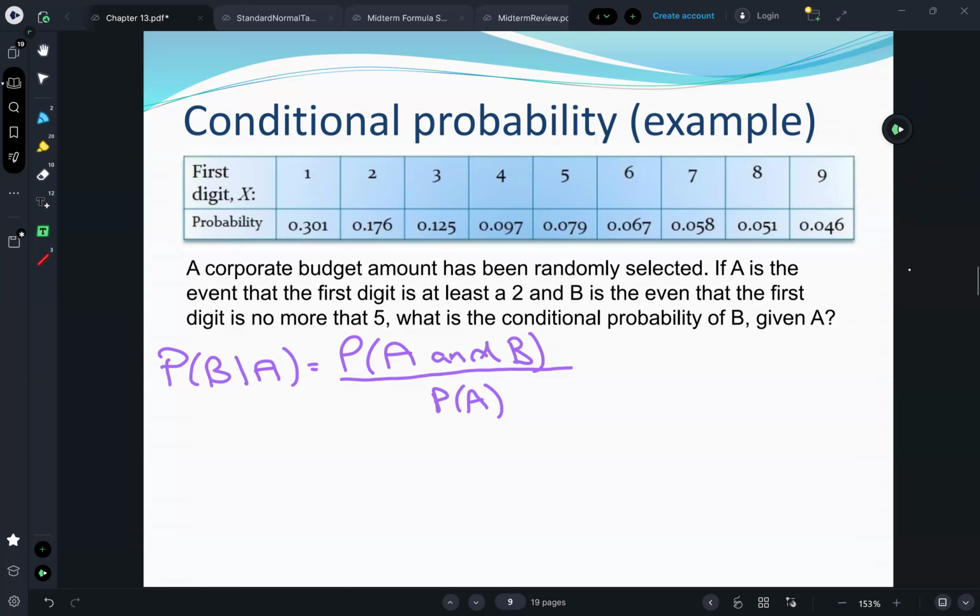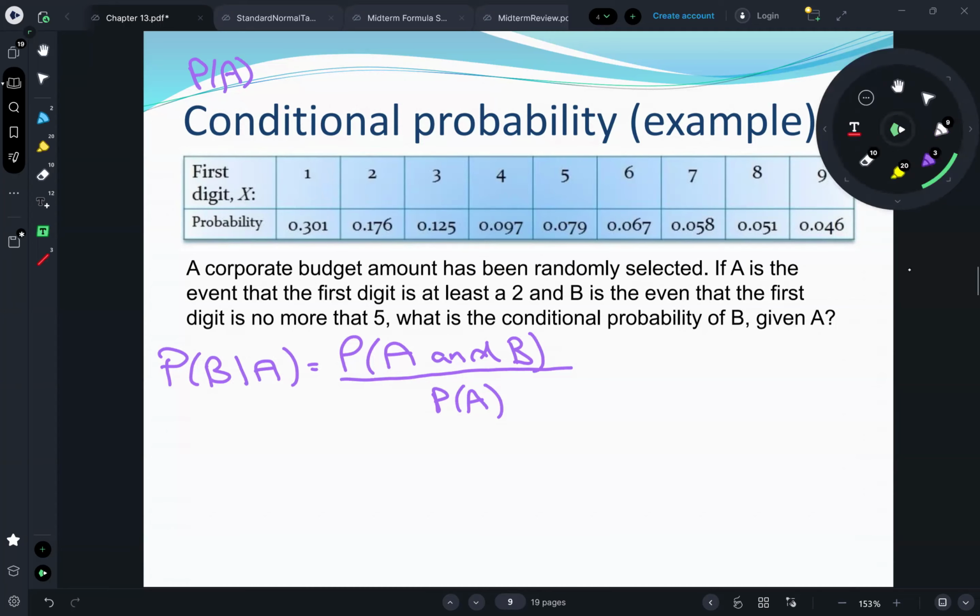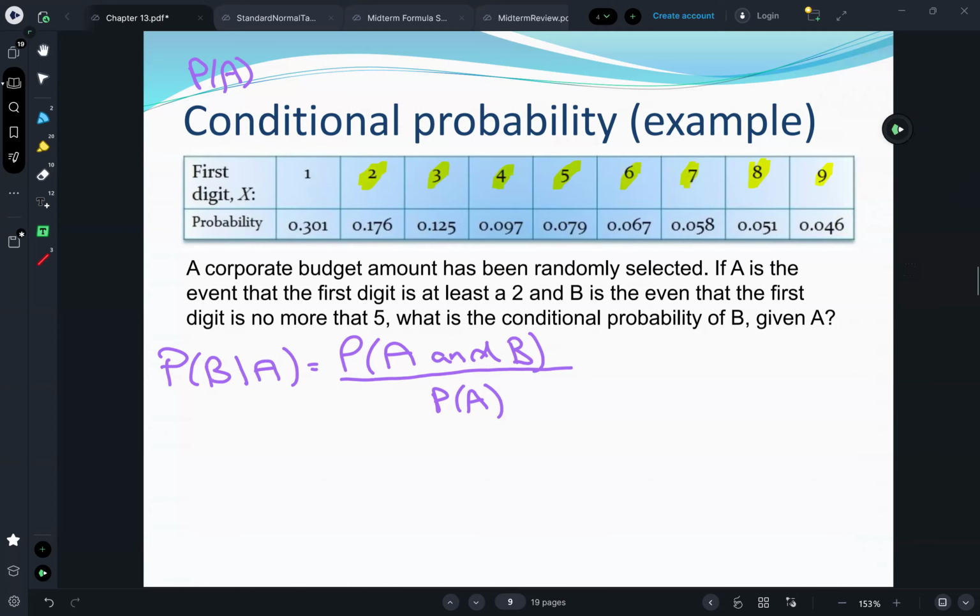And so what's the probability of A? The probability of A is going to be at least a 2. So that's going to be 2, 3, 4, 5, 6, 7, 8, or 9. That's the probability of A. We'll make it all that color. And then let's do green maybe for the probability of B. B is no more than 5. So the event, and I notice a typo, that should say event.